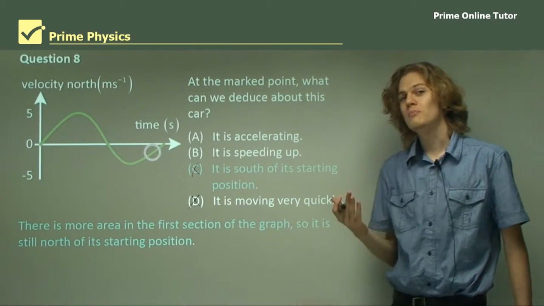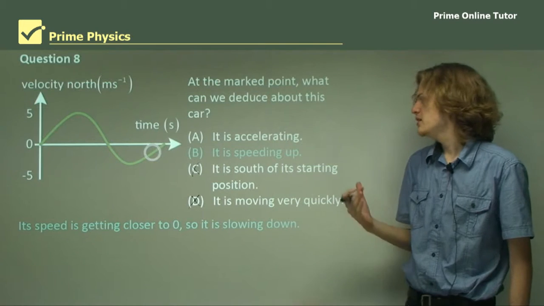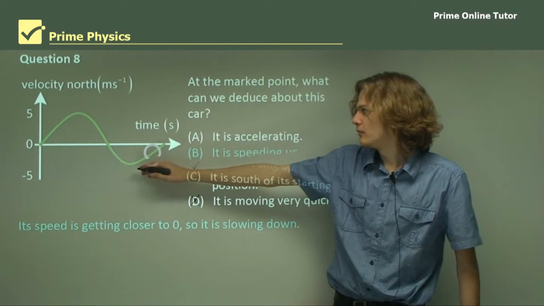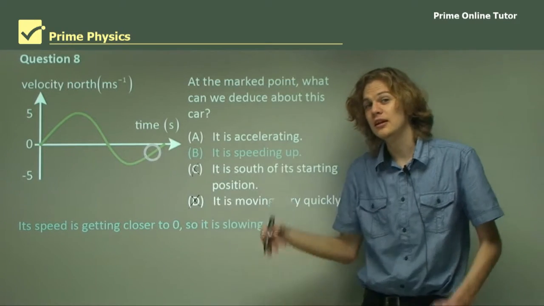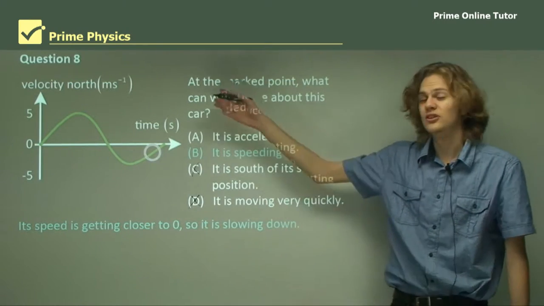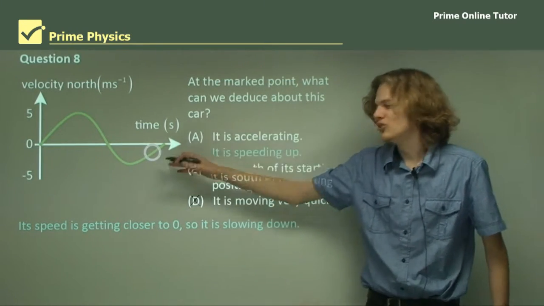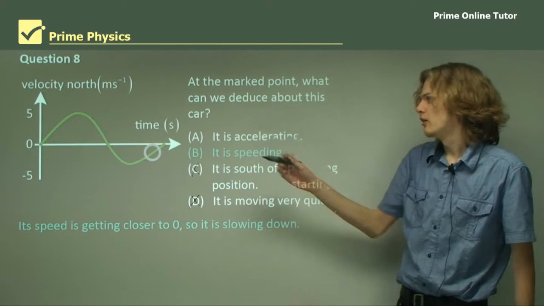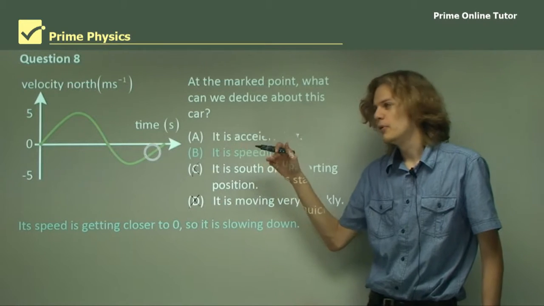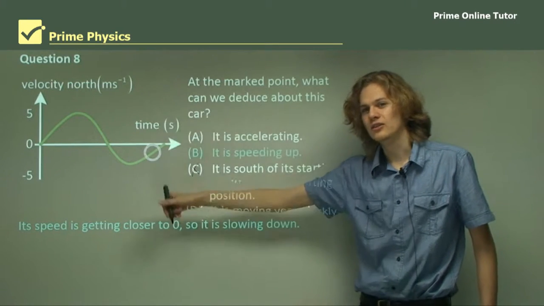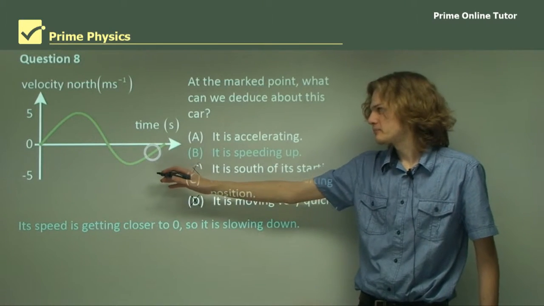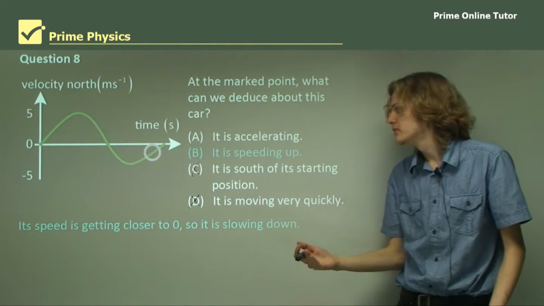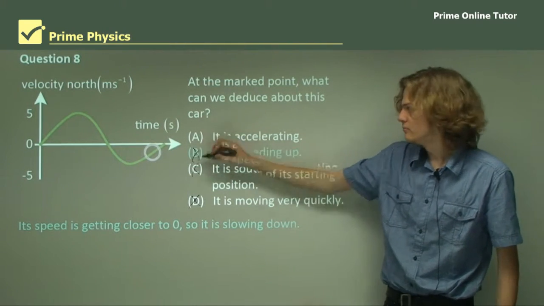Alright, what about part B? It is speeding up. So we start off at about 5 meters per second in the opposite direction, so velocity south, and we're getting close to 0. So we're not in fact getting faster. The slope is positive, but because our speed is already going south, we're slowing down rather than speeding up. And so it can't be B.